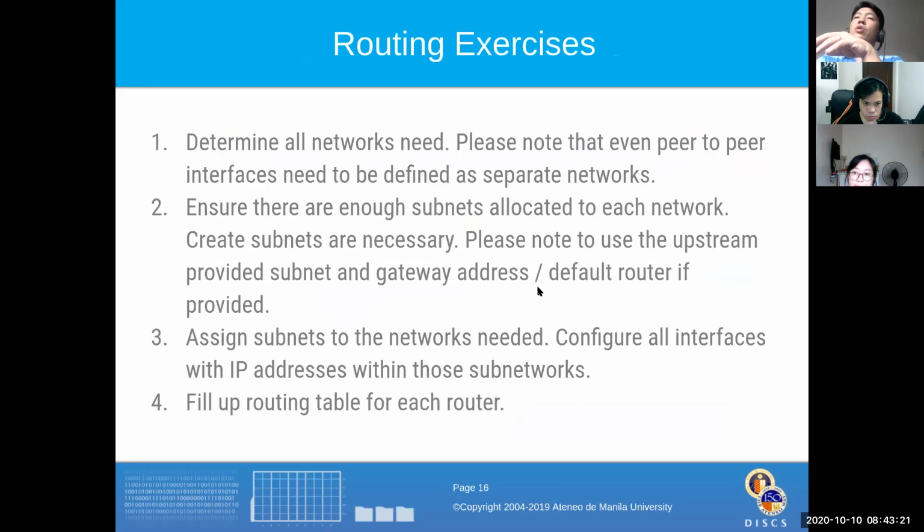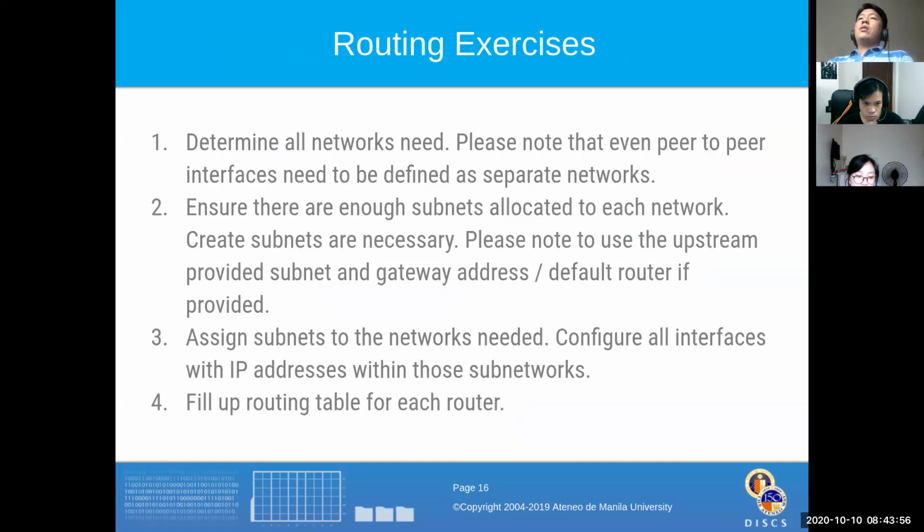The second step is ensure you have enough subnetworks to allocate to each of the networks. So if you're given one big IP block, you have to break it down. You have to remember our subnetting exercise, and you have to break it down into smaller subnets, right? And of course, you have to provide the necessary subnet, gateway address, and default router if necessary, if you have an ISP connection, which we'll show in the example. And of course, you have to assign subnets to the networks needed, and all of them have to have interfaces. And the last step is basically fill up the routing table.